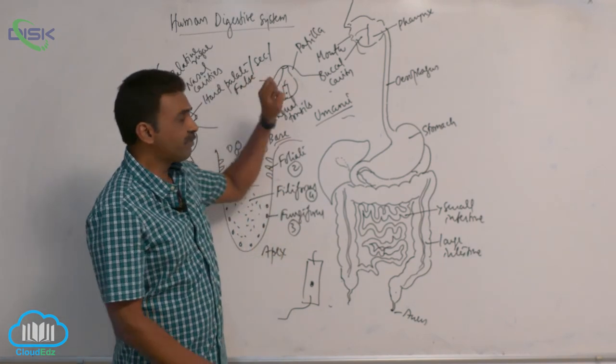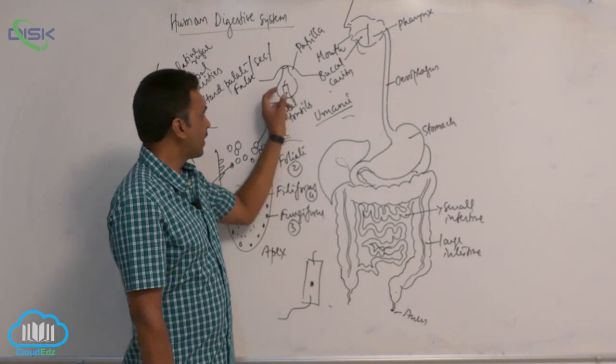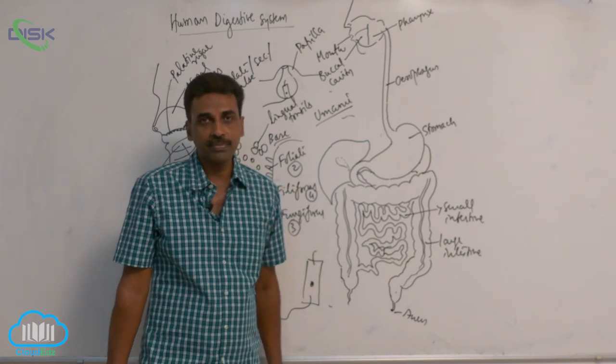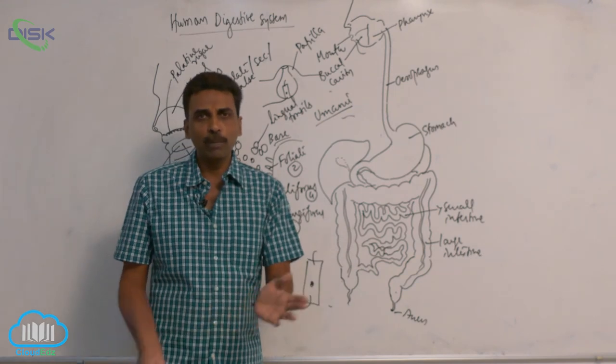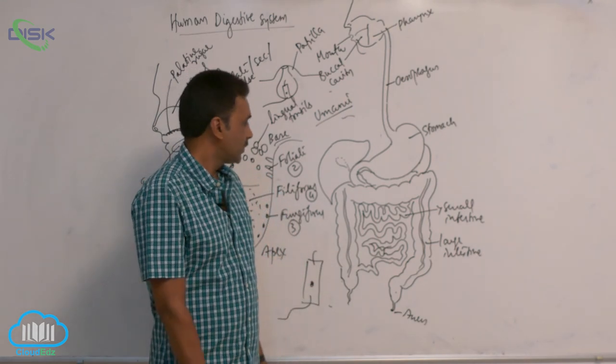A combination of various taste buds perceives the taste. And the lifespan of the taste buds is around 10 days. That means they are continuously replaced. Over a period of time they die, and they are replaced by new taste buds.